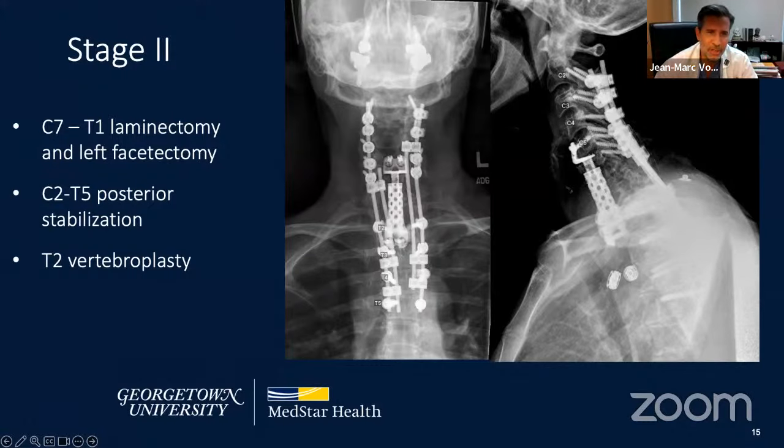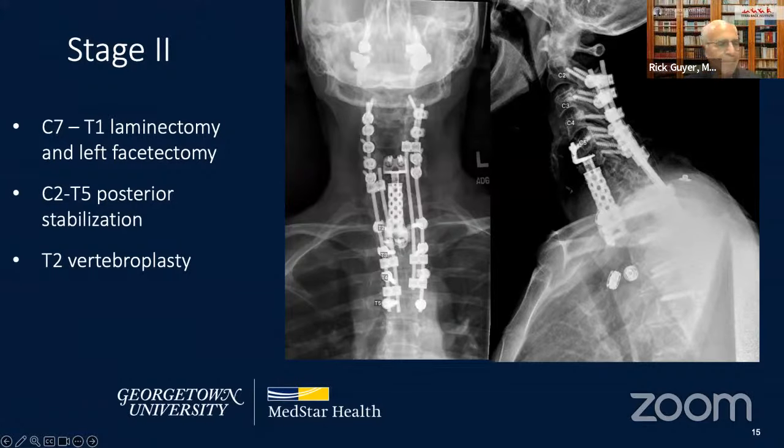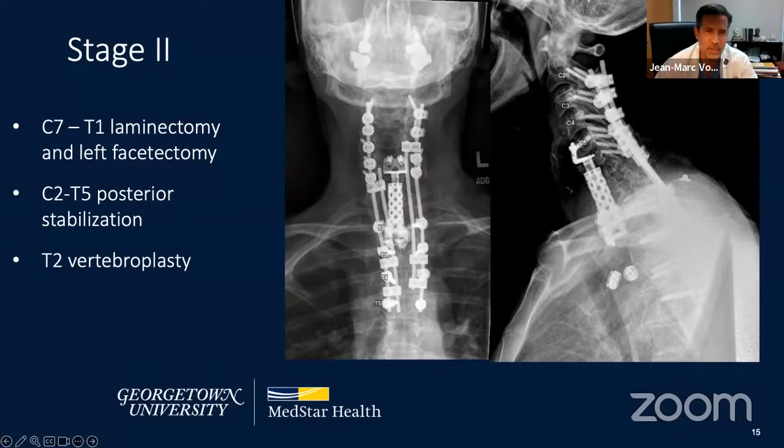I personally like to do expandable cages and then a plate and construct separately, because I think the rigidity of these cages gives a greater tendency to back out as a unit than if you put an expandable cage alone and then a plate as a second stage.